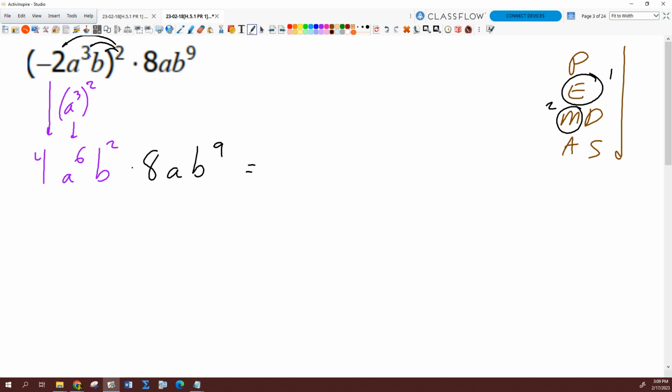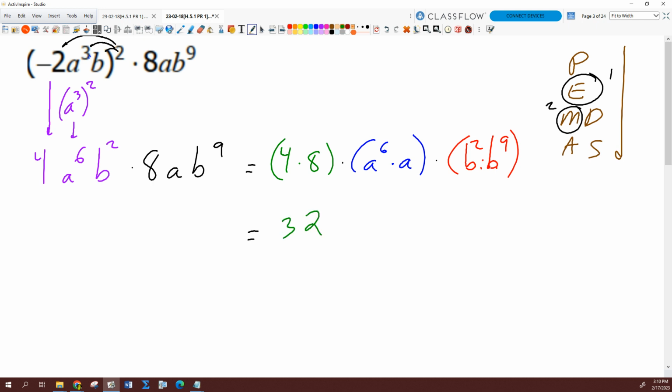So we've got 4 times 8, times, I could do the A's then. Group those together: A to the 6th times A, times the B's: B squared times B to the 9th. And what's that going to give us? 32 A to the 7th B to the 11th.